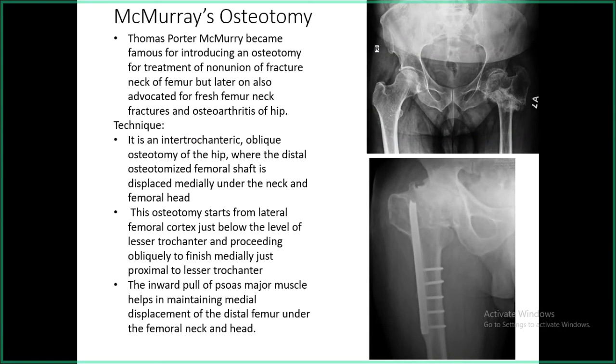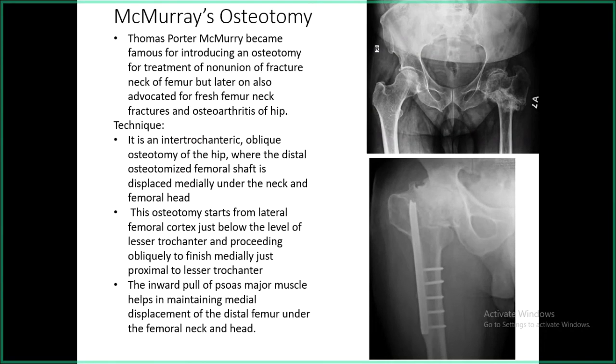Thomas Porter McMurray became famous for introduction of an osteotomy for treatment of non-union of fracture neck of the femur, but later on also advocated it for fresh femoral neck fractures and osteoarthritis of the hip. It is an intertrochanteric oblique osteotomy of the hip, where the distal osteotomized femoral shaft is displaced medially under the neck and the femoral head. So this femoral shaft is displaced medially. The osteotomy is done here. The entry point is below the lesser trochanter, and the exit above the lesser trochanter.